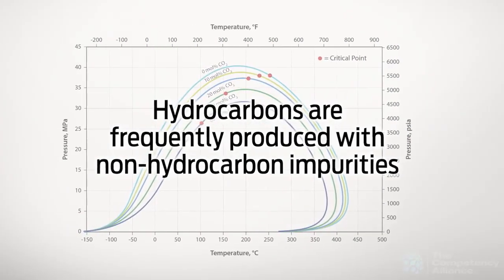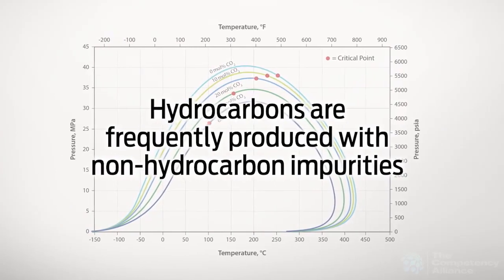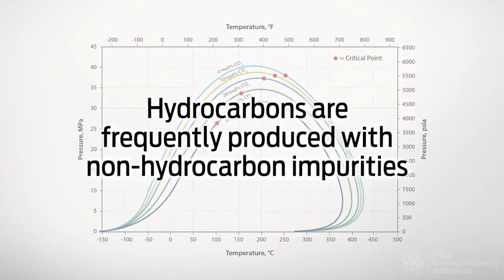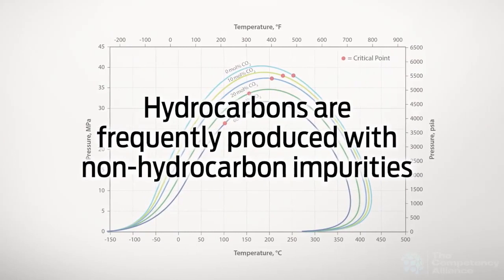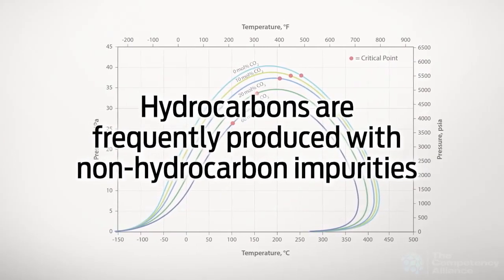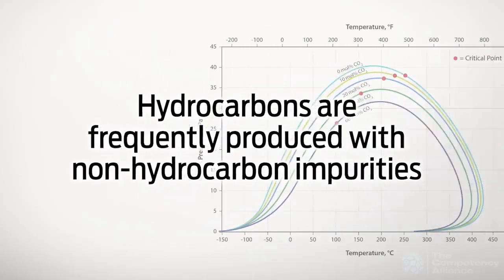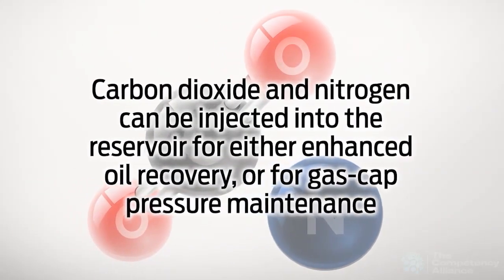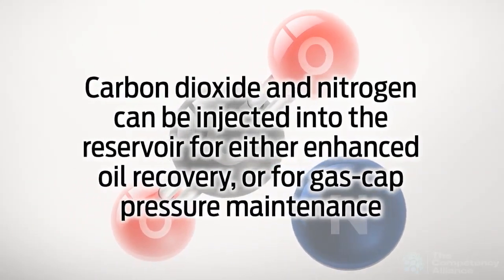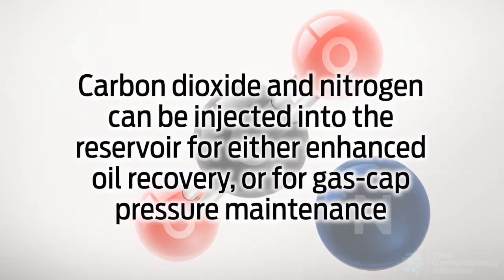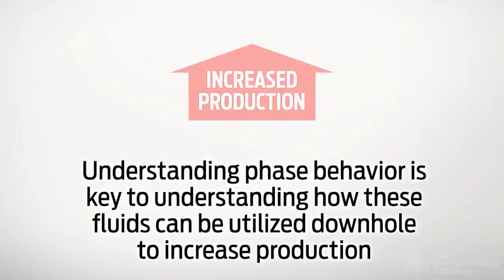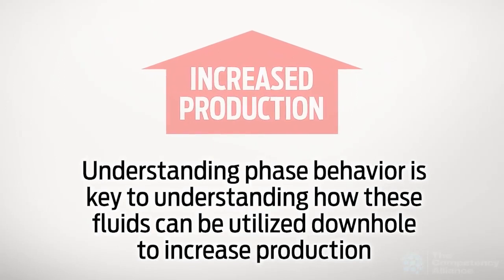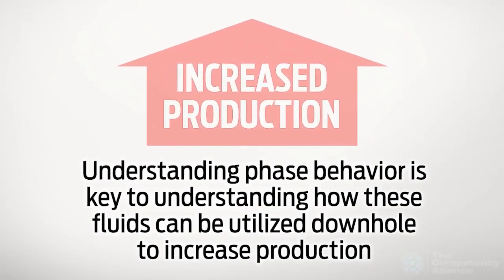Hydrocarbons are frequently produced with non-hydrocarbon impurities. Understanding how impurities such as carbon dioxide, hydrogen sulfide, and nitrogen impact the phase envelope is important. Carbon dioxide and nitrogen can be injected into the reservoir for either enhanced oil recovery or for gas cap pressure maintenance. Understanding the phase behavior is key to understanding how these fluids can be utilized downhole to increase production.